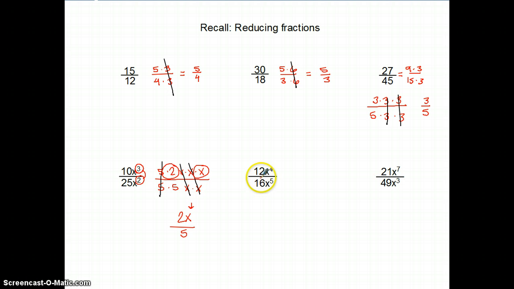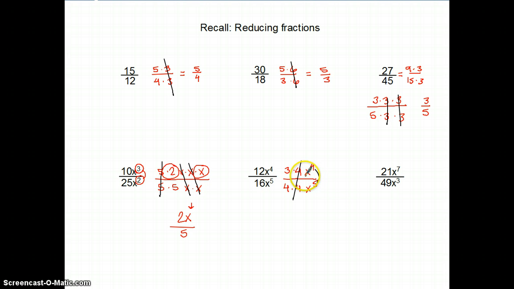For my 12 and 16, I know that 12 and 16 have a common factor of 4, so I rewrite my 12 as 3 times 4. I'm going to use my subtraction of exponents to simplify, so I'm not going to write out all those x's here. The 16 is 4 times 4, and again I'm just going to leave this as x to the 5th power. So I can cross out my 4's that are repeated, and since I'm multiplying by 2 bases that are the same on the top and the bottom, I'm simply going to subtract those exponents.